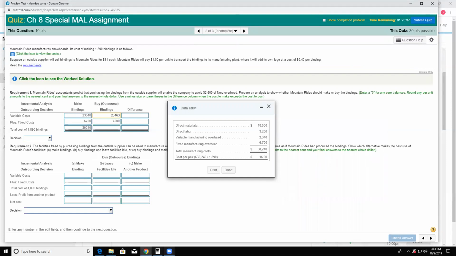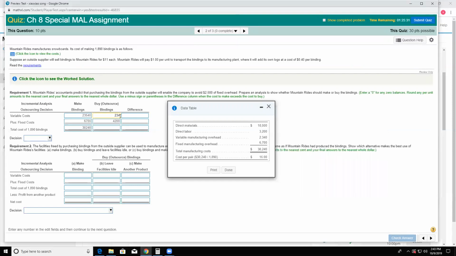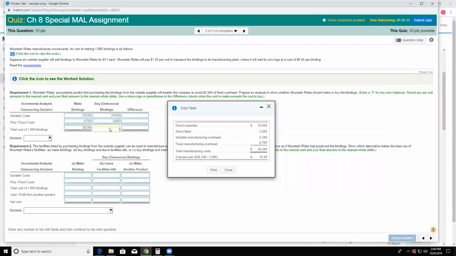I'm not really good at remembering all the numbers, sorry about that. It's 23,436, and then we add the fixed cost. That gives me 27,636. Okay, so now we need to do the difference.